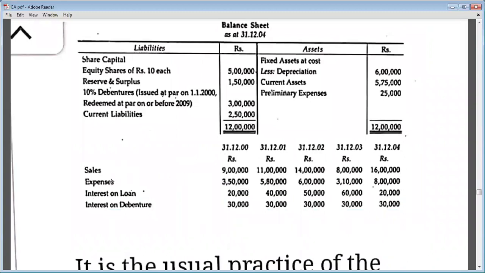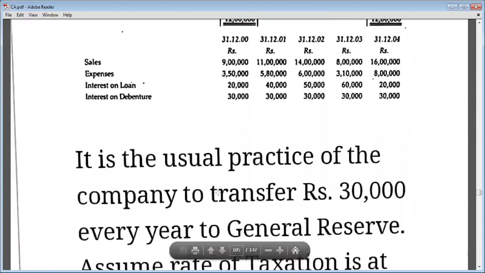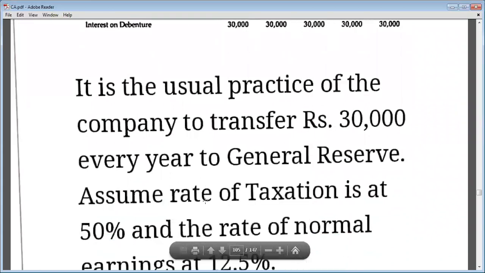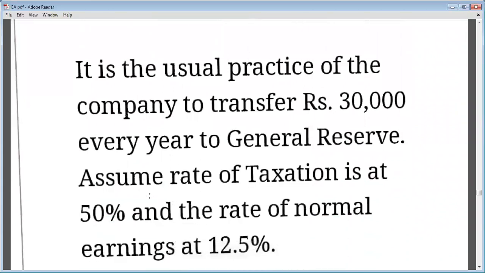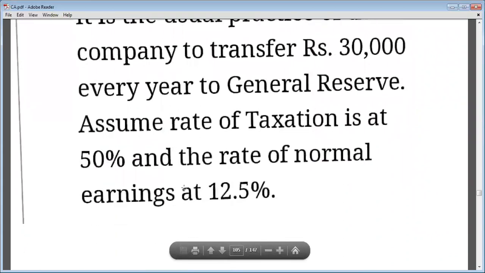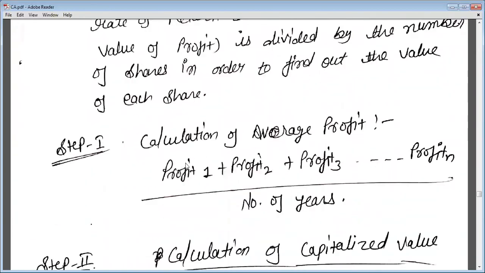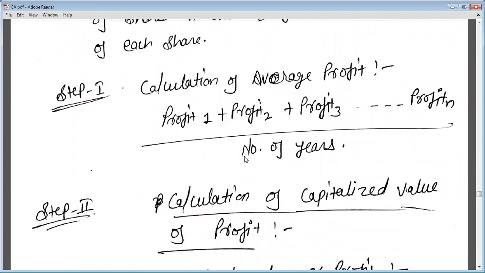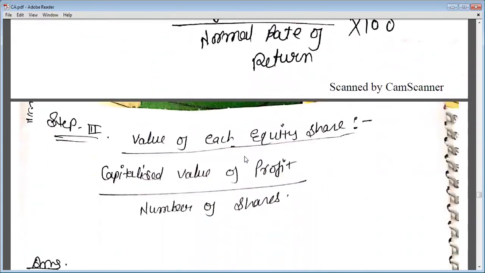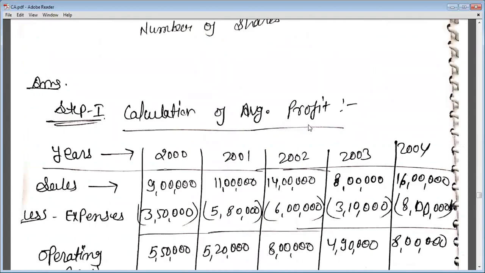Sales is given to you, expenses given to you, interest on loan given to you, interest on debenture. It is the usual practice of the company to transfer 30,000 every year to general reserve. Assume the rate of taxation is 50% and the normal rate of return is 12.5%. Okay. So what will we do? First we will calculate the average profit. For the calculation of average profit, we need the profit of each year, that is 2000, 2001, 2002, 3 and 4.